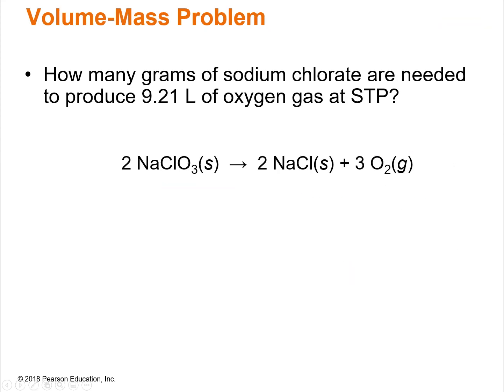We can also do the reverse. Volume, you start with, and figure out how many grams. So how many grams of sodium chlorate are needed to produce 9.21 liters of oxygen gas at STP? We're pretty much going to do the same type of process, just in reverse. Always rephrase the question.